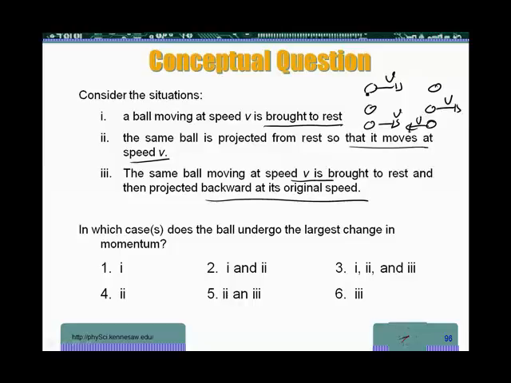Okay, of course, 1 and 2 in magnitude, they are the same. We start with mv and go to 0. We start with 0 and go to mv, so the change is the same. Here we start with mv and we go to mv in the opposite direction. So we end up having twice mv as change in momentum. So case 3 is the correct answer.